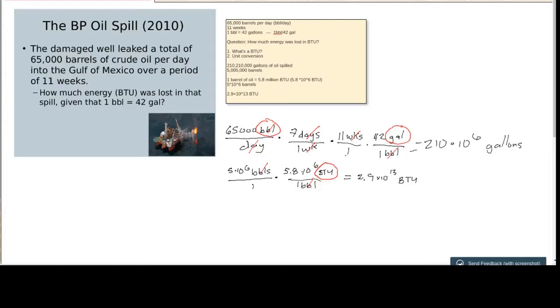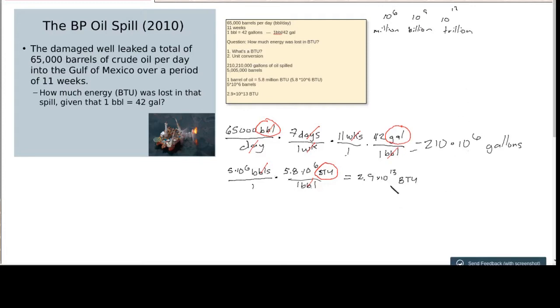Okay, so let's try to think about how big that number is, 2.9 times 10 to the 13 BTU, and what that means. So 10 to the 6th is million. Let me put a little chart up here. 10 to the 6th, 10 to the 9th, 10 to the 12th. 10 to the 6th is million. 10 to the 9th is billion. And 10 to the 12th is trillion.